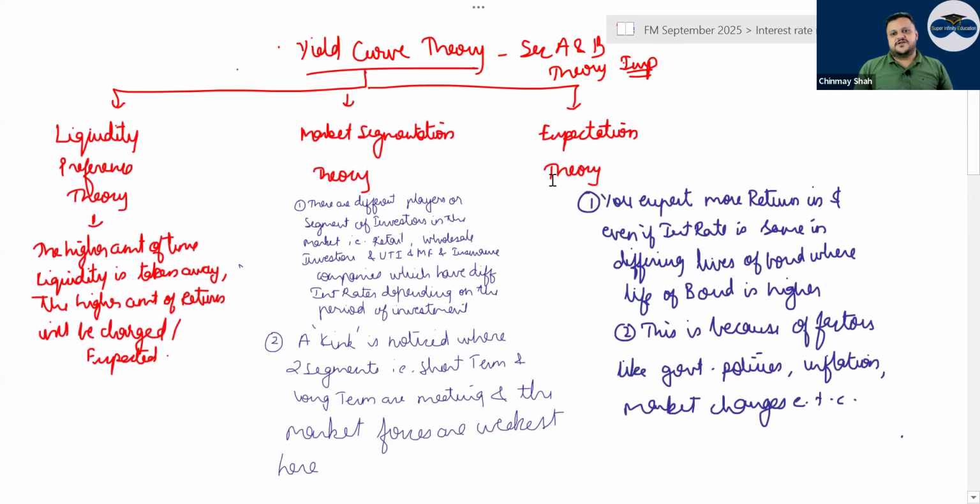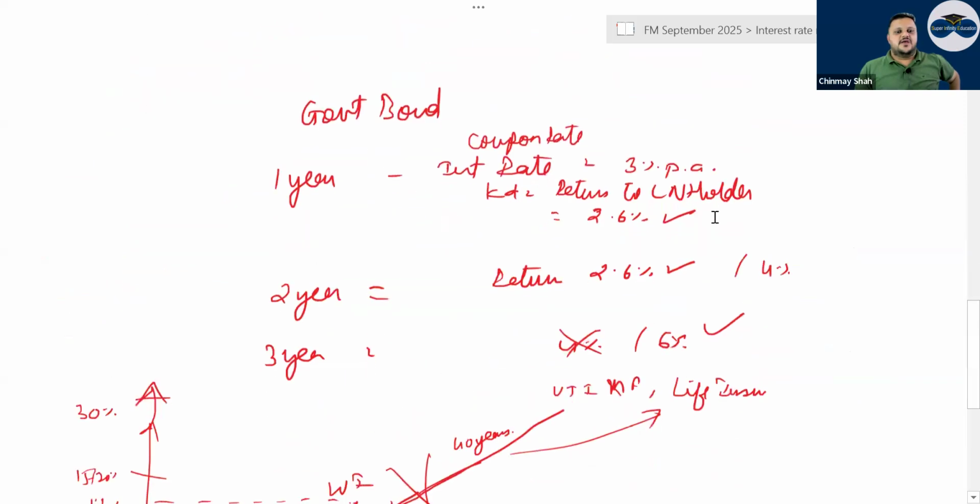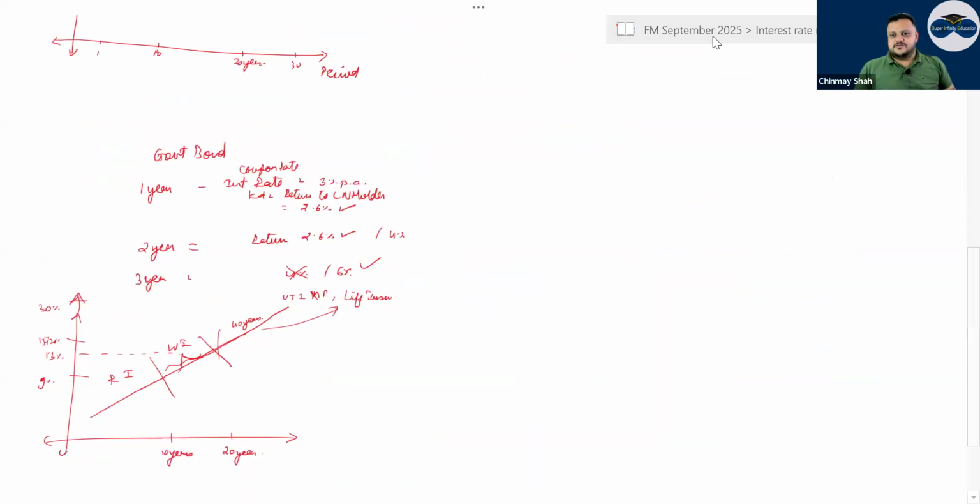So that is how it is. Then expectation theory. Expectation theory says you expect more return in dollars, right? If the interest rate is the same across differing levels of bond life, see, if there is a bond of 1 year, it will give you 2% return. But if the bond is of 2 years, it will give you 3% return, right? This is because the more time the money is invested, the higher the return you will expect. This is your expectation theory.